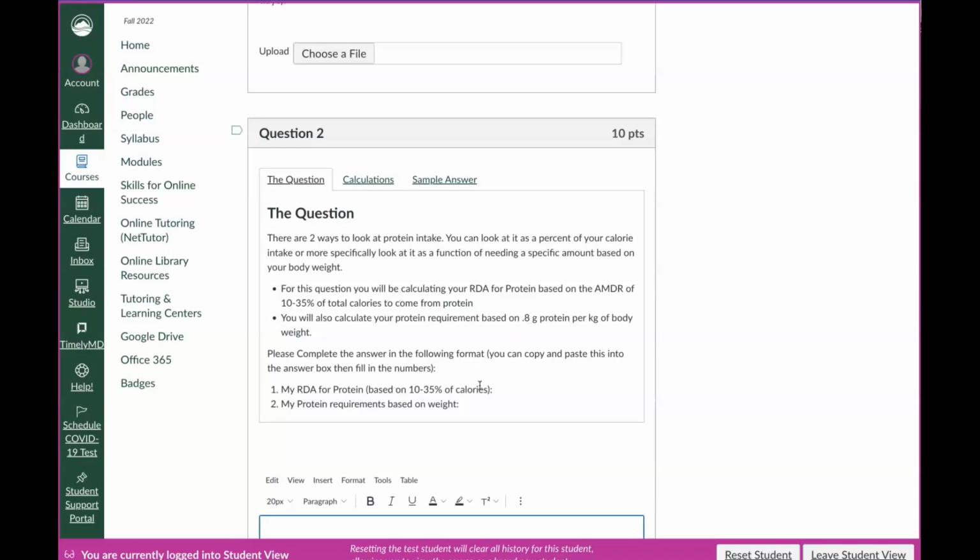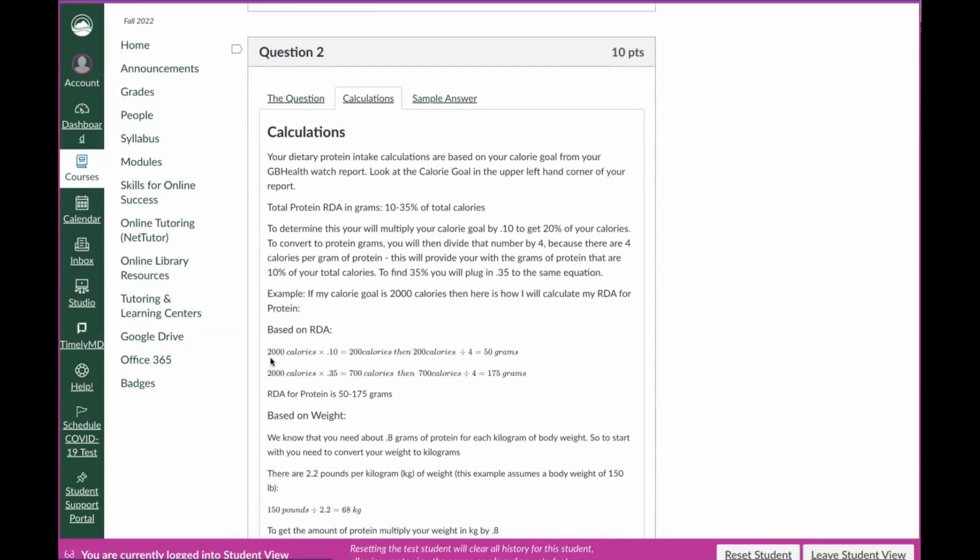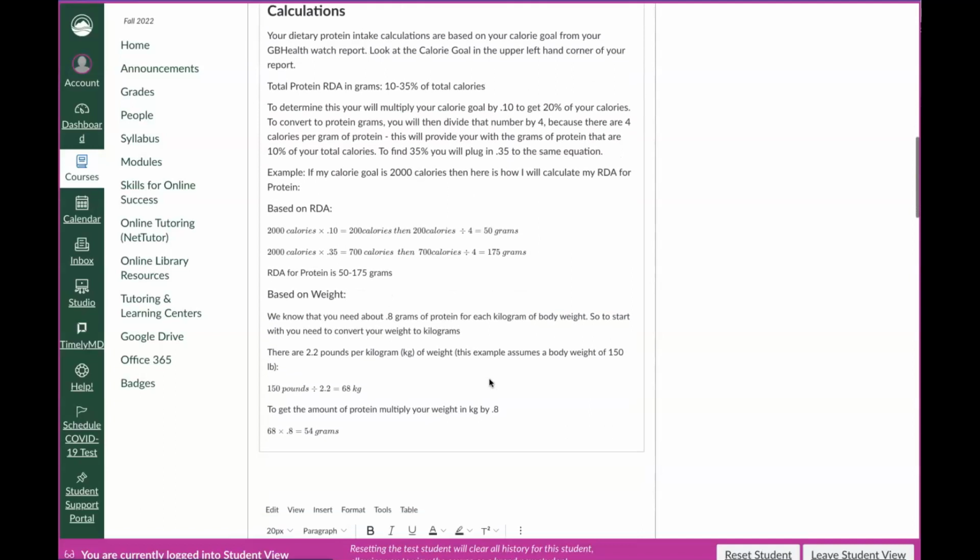So I'm having you calculate both. I want you to find out your protein based on calories. What's a target there? And then also, what are your protein requirements based on your weight? The math's pretty straightforward. It's very similar to your RDA. So again, my 2,000 calories, that's my calorie goal, times 10% or 0.10, gives me 200 calories, and then you divide by 4 because there are 4 calories per gram. If I go up to 35%, you can see 175 grams of protein. That's a lot of protein, but this would fit within a healthy diet: 50 to 175 grams.